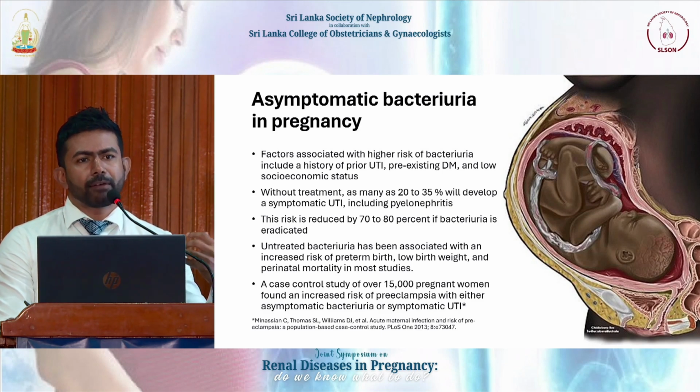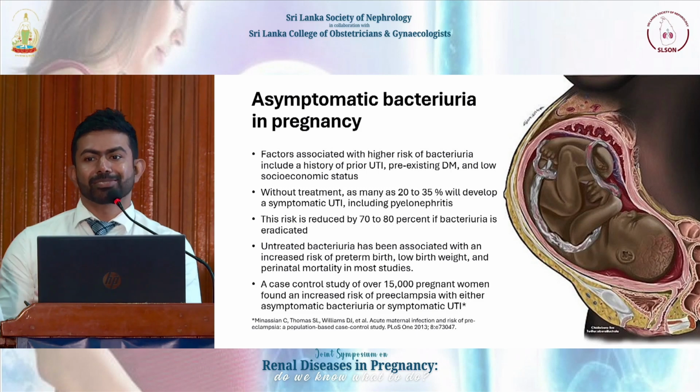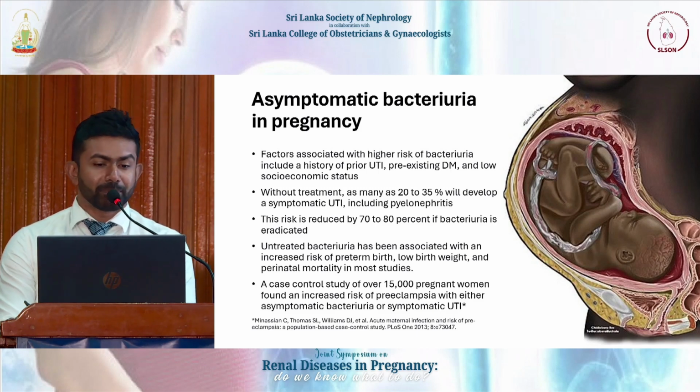People who have had urinary tract infections in the past, even in the non-pregnant time, are at higher risk of getting asymptomatic bacteriuria during the pregnancy. And of course, if the patient already has diabetes, and also people from lower socioeconomic status, that is related to hygiene, so you can get asymptomatic bacteriuria commonly.